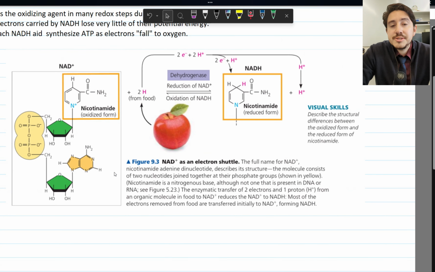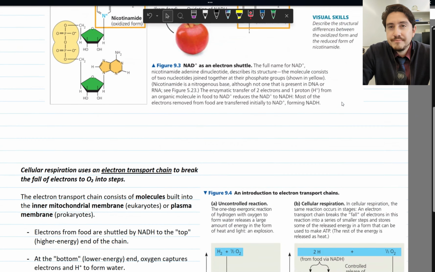This is a visual representation of what we're seeing here. You're getting 2 hydrogens from an organic molecule source. Dehydrogenase will take out these electrons and these hydrogens to reduce NAD plus to NADH. Okay, and then one of the hydrogen plus ions will be in solution.